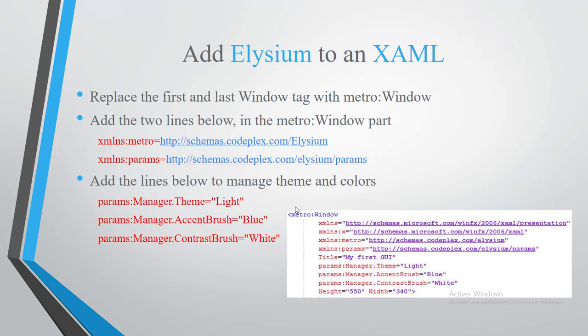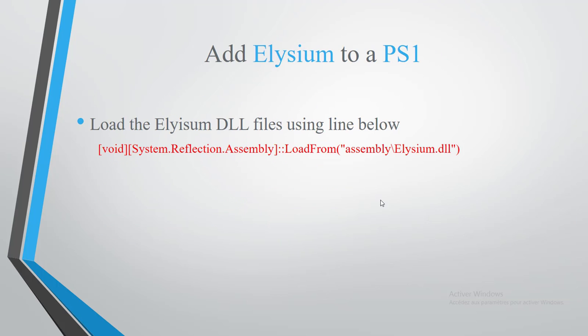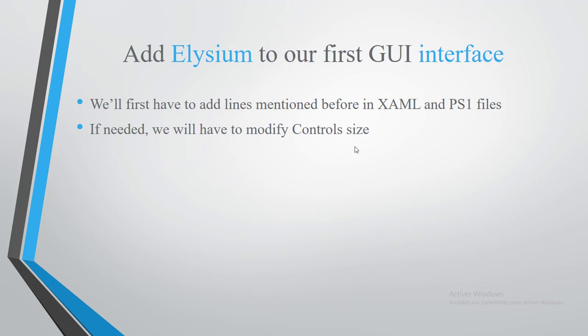To add Elysium to your XAML file, replace the first and last window tag with Metro window, then add the two lines below in the Metro window part here. And to manage the theme and color of your GUI, just add these three lines in the Metro window part, like this. To add Elysium to your PS1 file, just add this line at the beginning of your PS1 file.